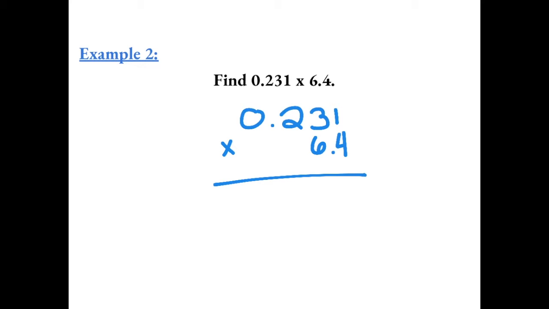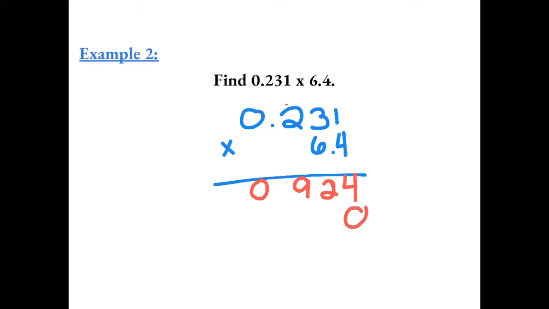So now 4 times 1 gives us 4. 4 times 3 gives us 12. 4 times 2 gives us 8 plus 1 is 9. Then we have a 0. Now I'm going to erase what we carried here so we can now multiply with the 6.